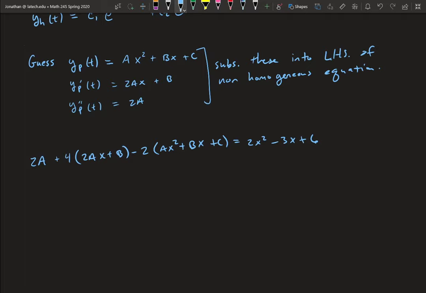So we've substituted the yp into the differential equation, the non-homogeneous equation, and now what we're going to do is try to solve for a, b, and c. So solve for capital A, B, and C. And it's very similar to what you do whenever you do partial fraction decomposition.